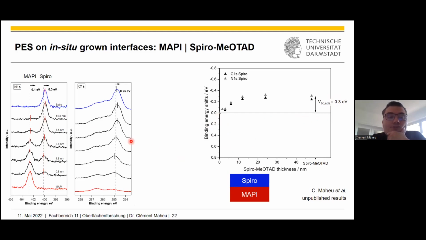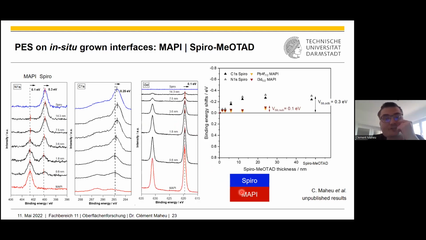And you can use other core levels to probe that. And it's the same with the carbon 1s peak. You also observe a shift. And you can also do it with the core level that you should observe inside your perovskite layer. So this time you probe the iodine peak, and at the beginning you have a strong intensity until it completely disappears because you're only measuring spiro. And this time you can see a shift of 0.1 electron volt, which is the same as you observe here.